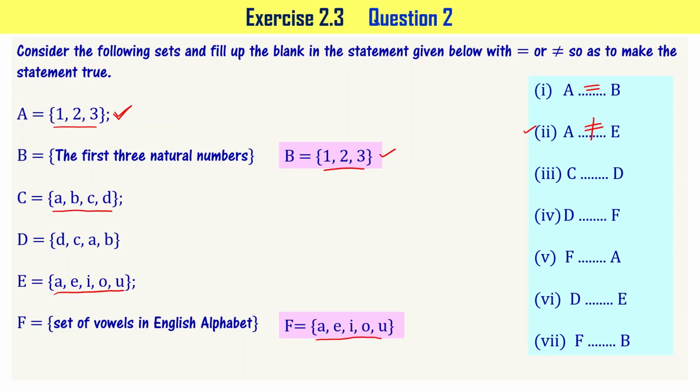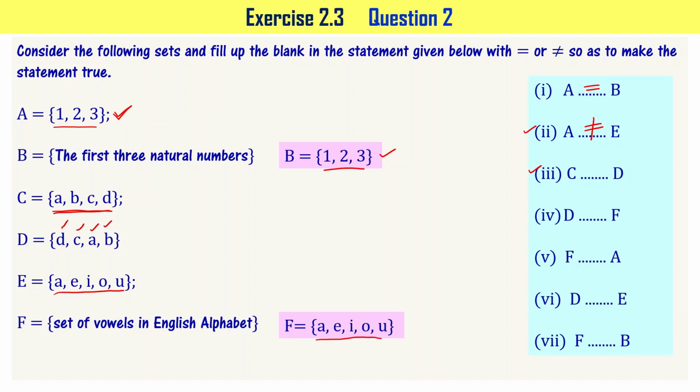Now let's see the third question, that is C and D, the relation between them. C is the set containing elements A, B, C, D, and D is containing D, C, A, B. I can rewrite it such that A, B, C, D in the order, right?